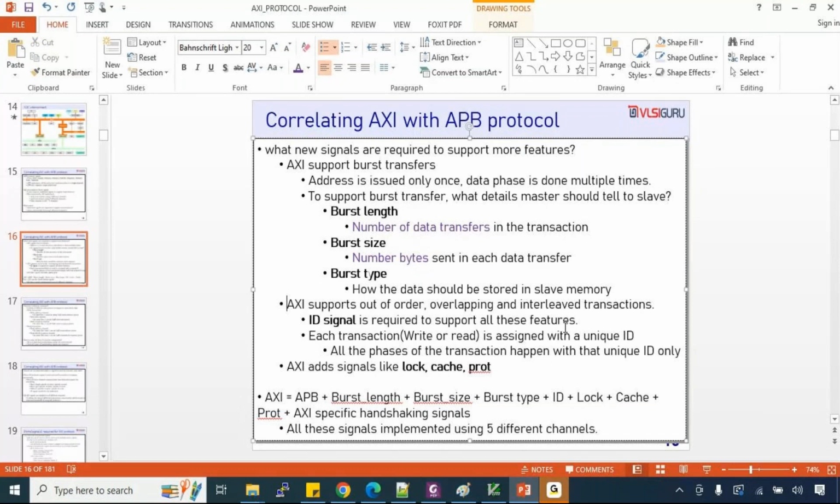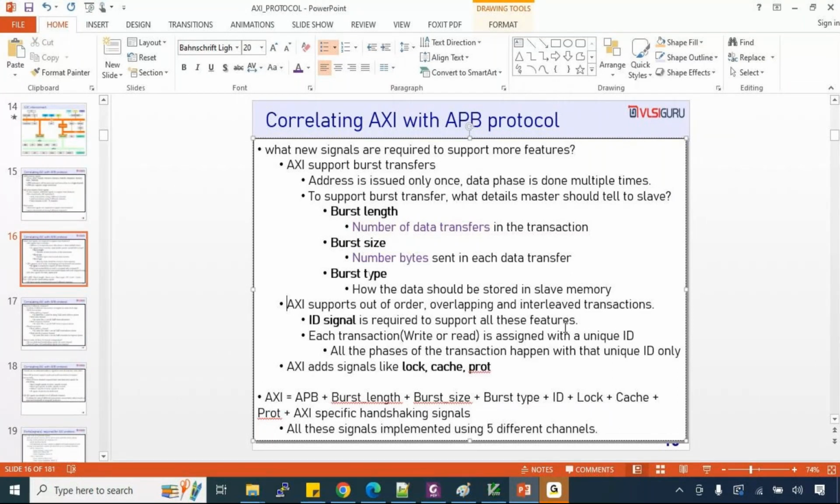Interleaved means he submits a document today, I submit a document tomorrow, he again submits a document the day after tomorrow, I submit after 3 days. We are interleaving our document submissions. The way we are submitting things is called interleaved transactions. Still the bank will be able to identify everything, because when I submit my document, I give my application number. When the other person submits a document, he also submits his application number.